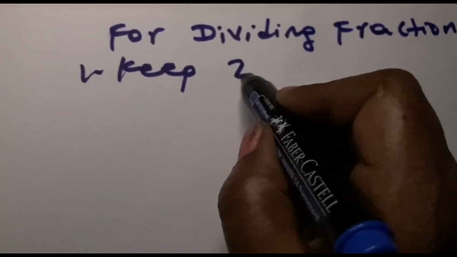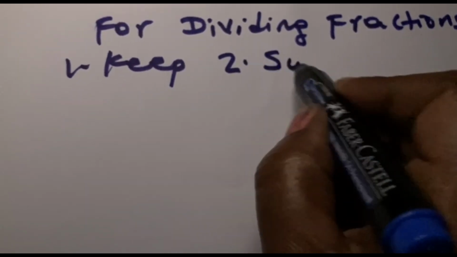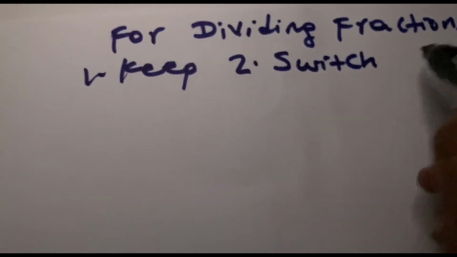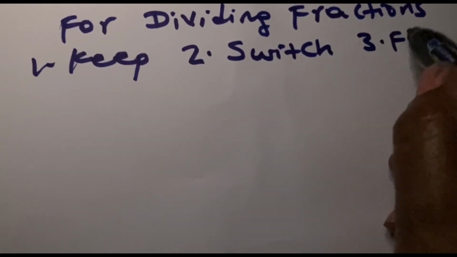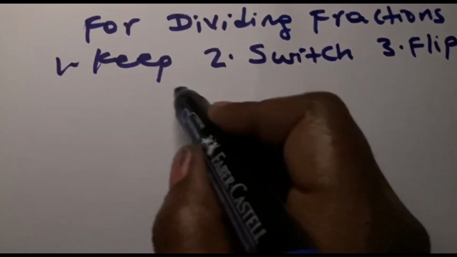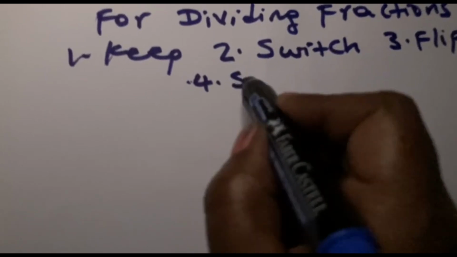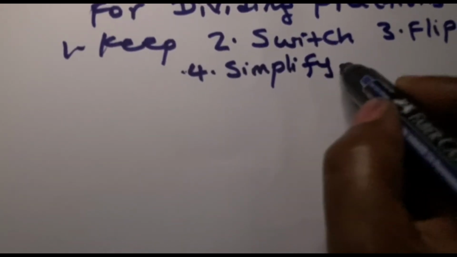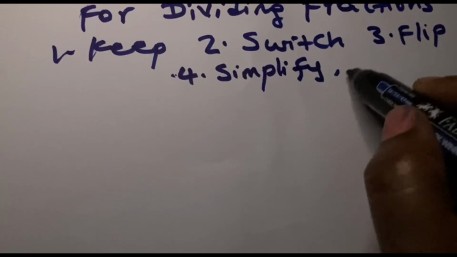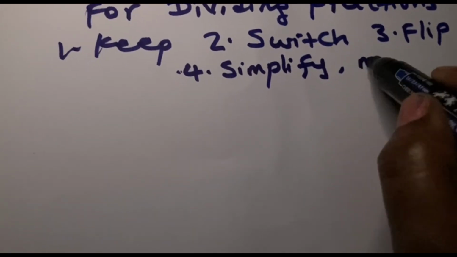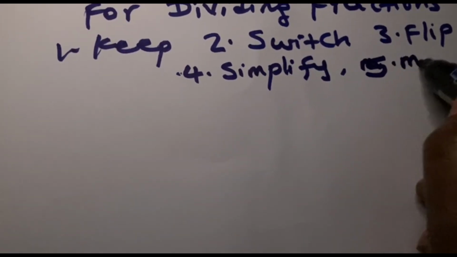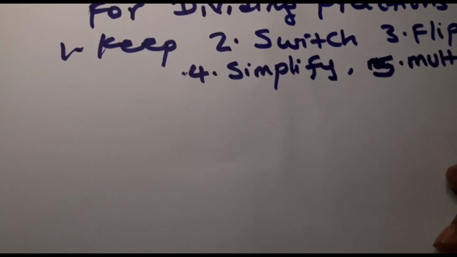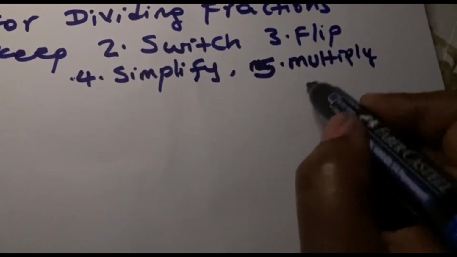Number 2, switch. Number 3, flip. And number 4, simplify. And lastly, number 5 is multiply across.